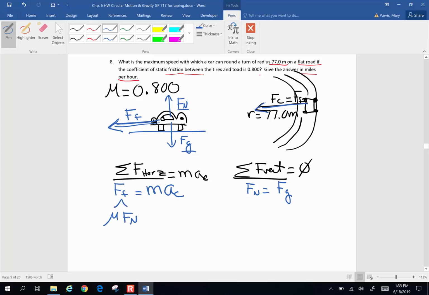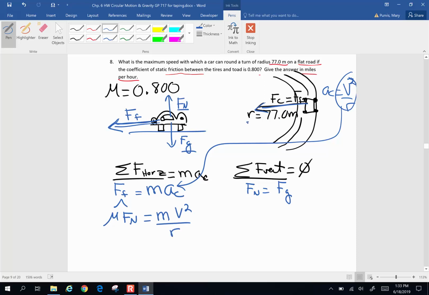That is the equation for friction force: mass times centripetal acceleration. Well, one of the equations we have for centripetal acceleration, we know centripetal acceleration is v squared over r. So I am going to put this in for centripetal acceleration, v squared over r.